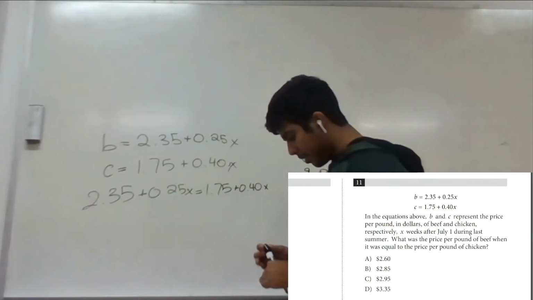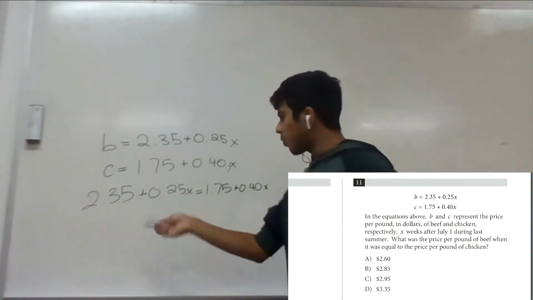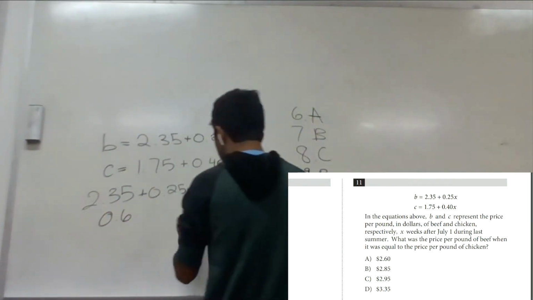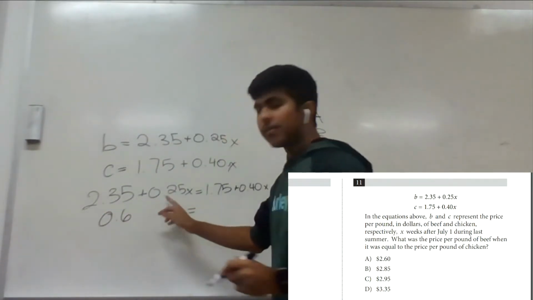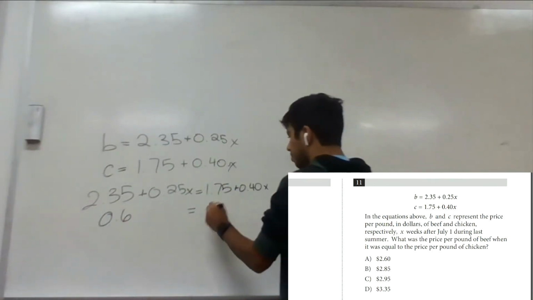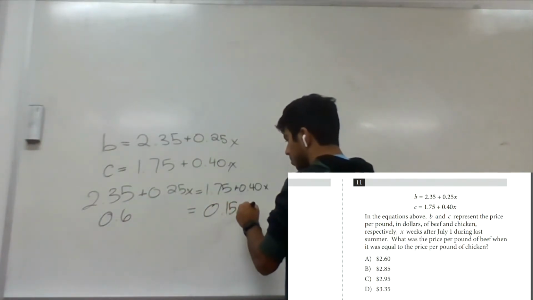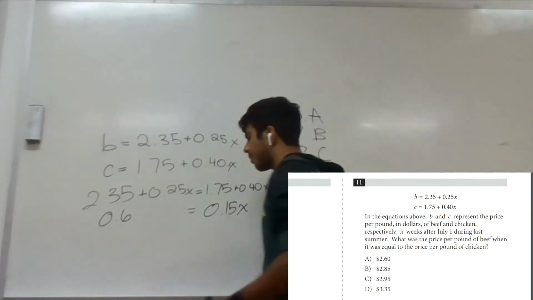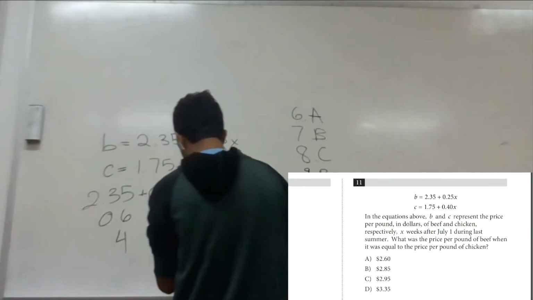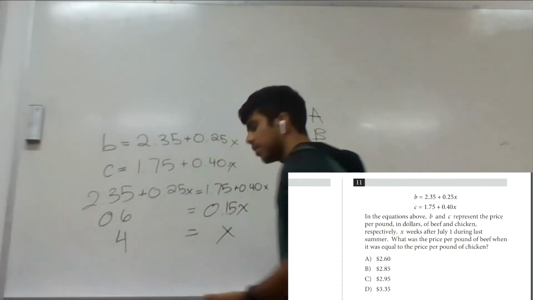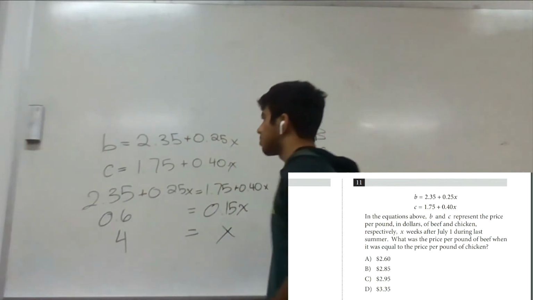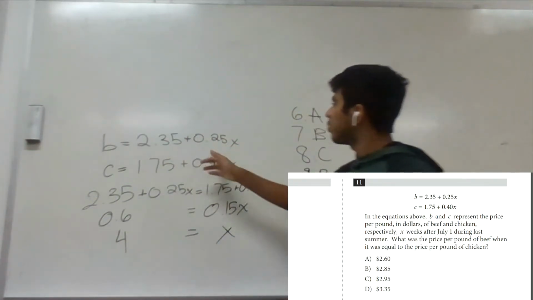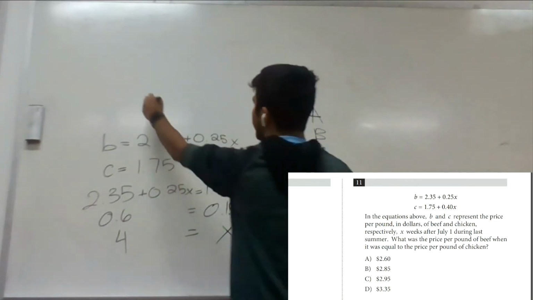Now at this point, you can subtract 1.75 from both sides, which gives 0.6, and then you subtract 0.25x from both sides, and you get 0.15x. You divide both sides by 0.15, and you get 4 equals x. And then you want to find your B or C. If you plug x equals 4 back in here, that's going to be 2.35 plus 1, which is just 3.35.